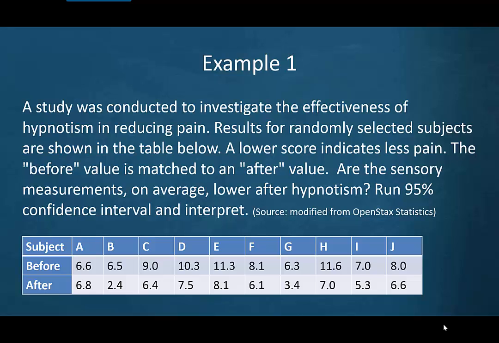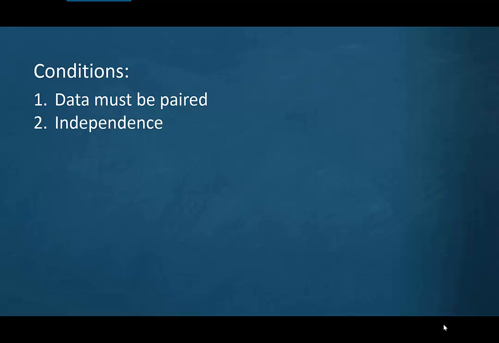Okay, as usual, we need to verify the conditions before proceeding. So our first condition is the data must be paired in some way. Often this is in the form of before and after, or pre and post test. It could also be in the form of husband, wife, brother, sister, which are clearly not independent. So usually we'll have two groups, and they are somehow paired. Sometimes it's the same person with the before and after, or sometimes the two people are related to each other in some way.